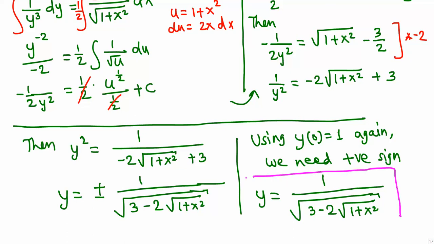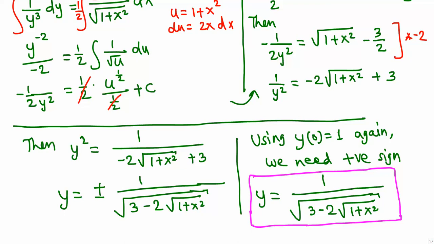Next, we need to find the interval where this solution is defined, or where this solution makes sense. Basically, we need to find the domain of this function. Okay, let's go for that. Let's find the interval where this solution is defined. 1 over square root of something. Square root is defined if this expression is bigger than or equal to 0, but we cannot have 0 on the bottom because 1 over 0 is undefined.